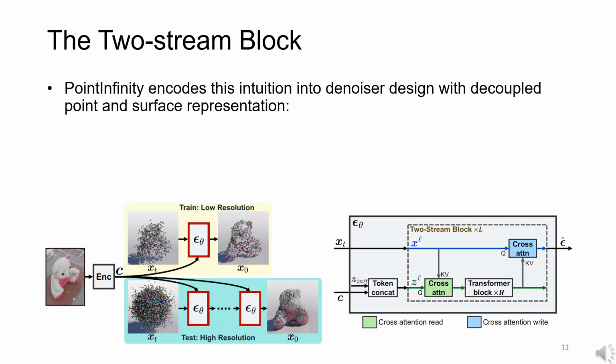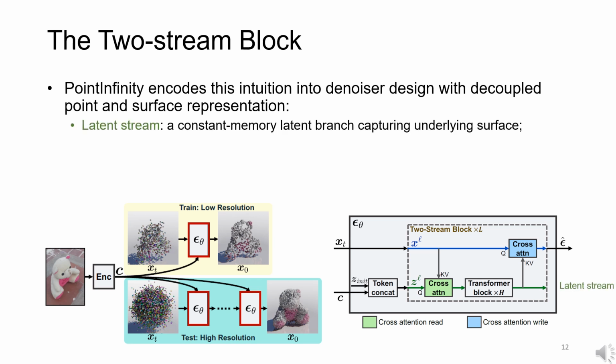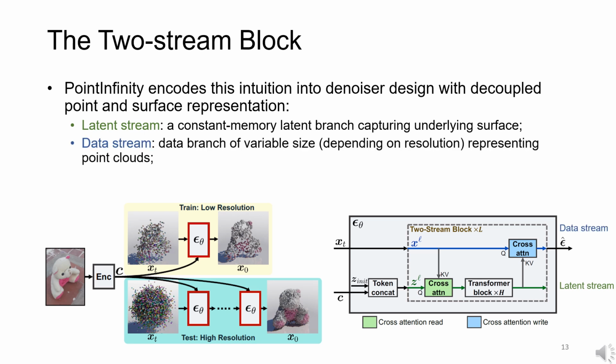This decoupled design lies at the core of our model, the two-stream block, which is the main building block of our diffusion denoiser. The first stream of the two-stream block is the latent stream. It has a constant-sized memory and models the underlying surface. The second stream is the data stream, which represents the raw point cloud. It has variable size that depends on the point cloud resolution.